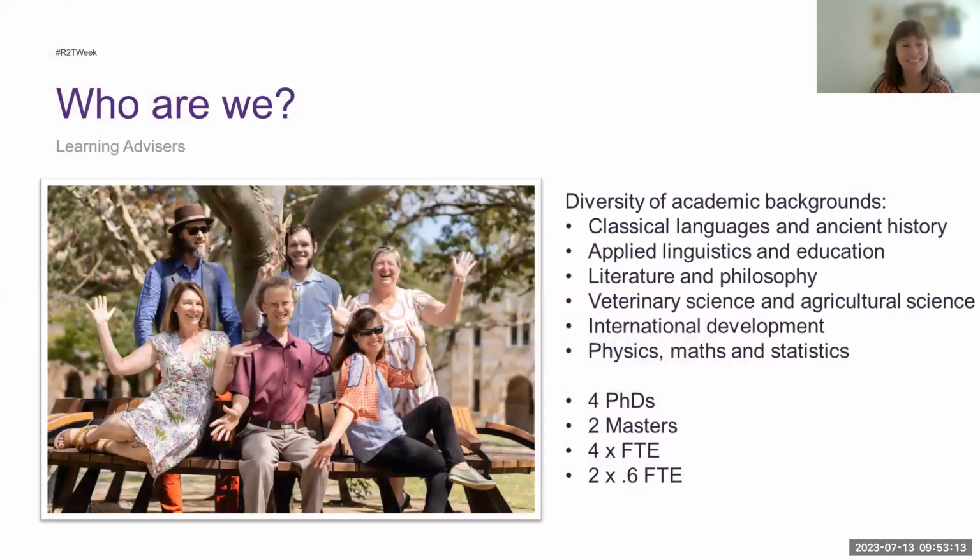So who is us? We, the learning advisors, there's six of us. If you go to the learning advisor page, you'll get a little bio on all of us. But in general, we've got a diversity of academic backgrounds and a wide range of experience. There are four PhDs or doctors amongst us, two with a couple of different master's degrees. Four of us are full-time and two are 0.6. So we're a very small team and we cover a big cohort of students, but we're excited to engage with more students in different ways across the semesters.